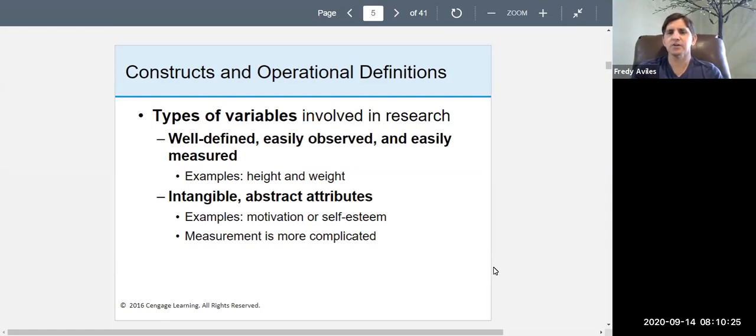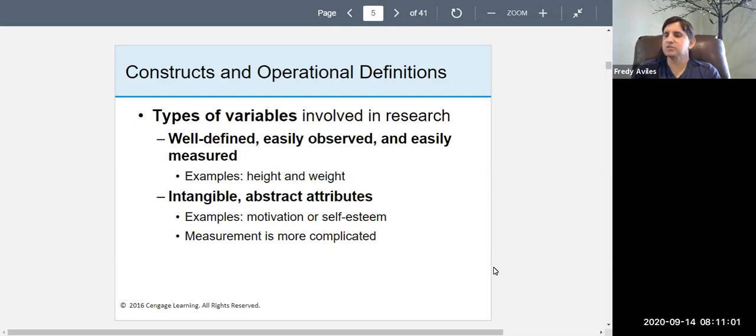There are different kinds. There are some variables that are very easy to deal with and others that are not. Okay. So we have well-defined, easily observed, easily measured variables. So these are the ones that are easy to deal with. Examples would be height and weight, and those are not the only examples, of course. Height is well defined, and it's just how tall you are. We can measure that with a ruler, with a measuring tape. Your weight also, we know what that is. Your weight in pounds or kilograms. It's just what you see when you step on a scale, right?